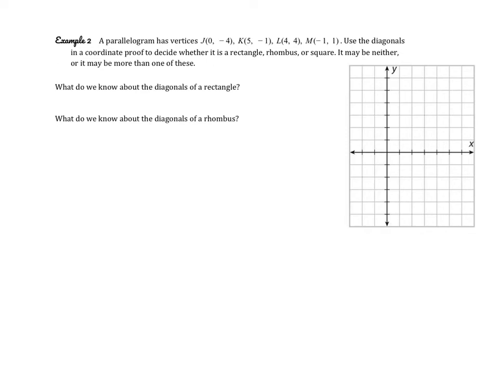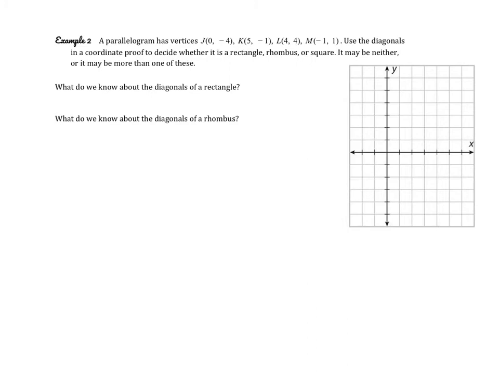Okay, let's have a look here at example 2. A parallelogram has vertices J, K, L, M, as stated here. Use the diagonals in a coordinate proof to decide whether it is a rectangle, a rhombus, or a square. It may be neither, or it may be more than one of these. So before we actually start doing this, let's have a strategy. So what do we know about the diagonals of a rectangle?